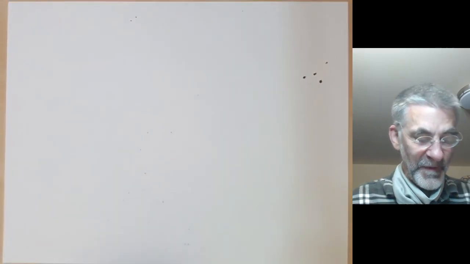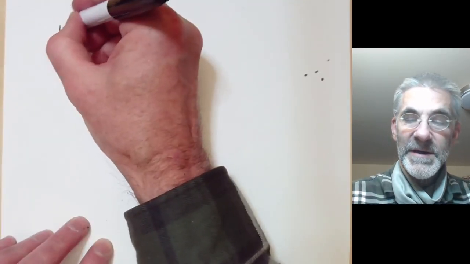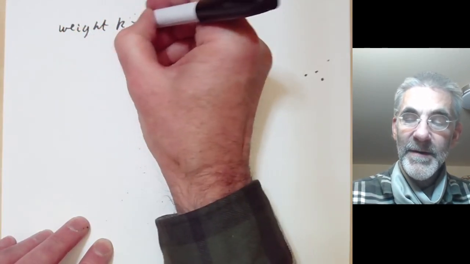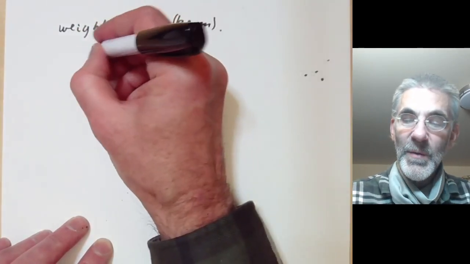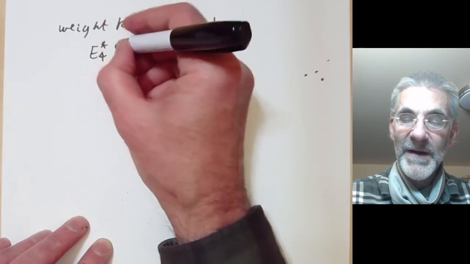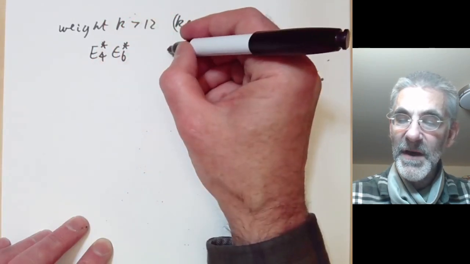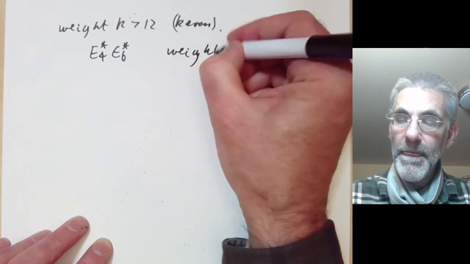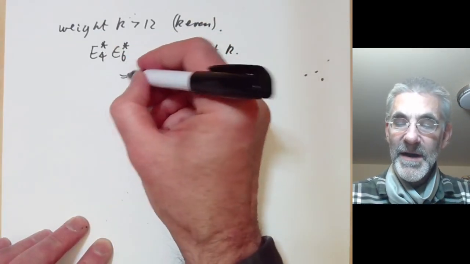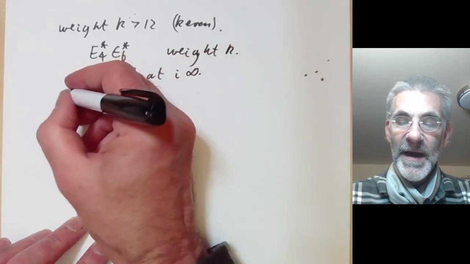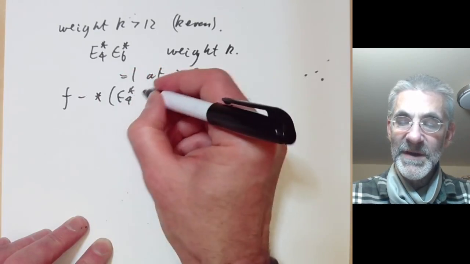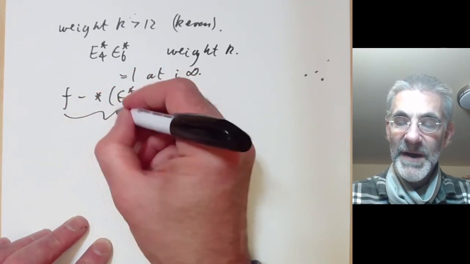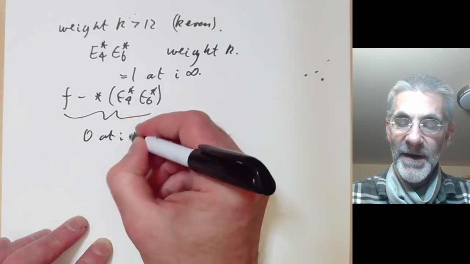So finally, we get to finding all modular forms, and for modular forms of weight k greater than 12 with k even, you can just repeat this. First of all, we can find a modular form of the form E4 to the power of something times E6 to the power of something of weight k, and this is equal to 1 at i infinity. And now if we've got any modular form, we subtract off a multiple of E4 to the something times E6 to the something to make it have 0 at i infinity.